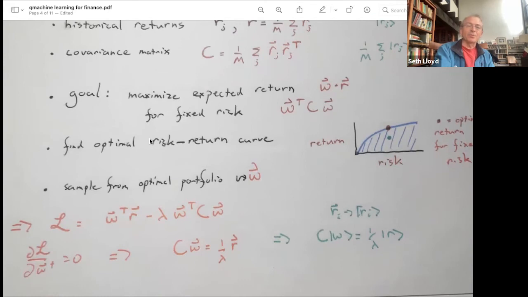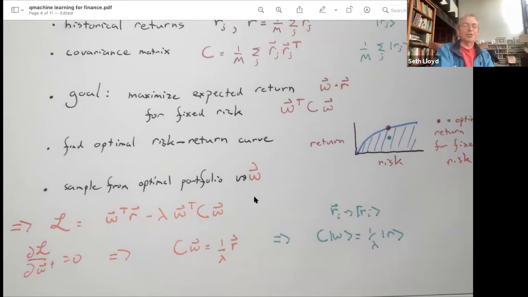So what you'd like to do is find the optimal risk return curve. You can get higher returns for greater risk, and at a certain point, as the risk goes up a lot, you may get high expected returns, but you probably don't want to do that. This blue shaded area is the set of obtainable predicted risk returns. And you would prefer to have this orange point that's on the optimal risk return frontier, rather than this green point, which has lower return for the same fixed risk. So the goal is to find this.